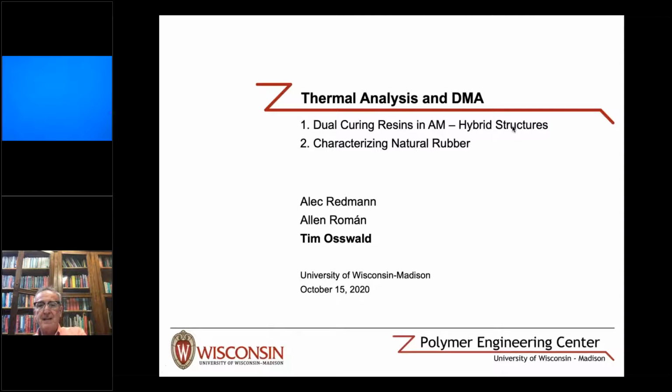I'm calling it thermal analysis and DMA, and I have it divided into two parts, one on dual curing resins and additive manufacturing and hybrid structures, and the second one is characterizing natural rubber, which should be also a really interesting one and maybe of interest to some of you, but the application would apply to other things other than natural rubber. The two graduate students that actually basically did all the work and helped me with this were Alec Redmond and Alan Roman. So I thank them for all their help, and I get to present it and take credit for everything.